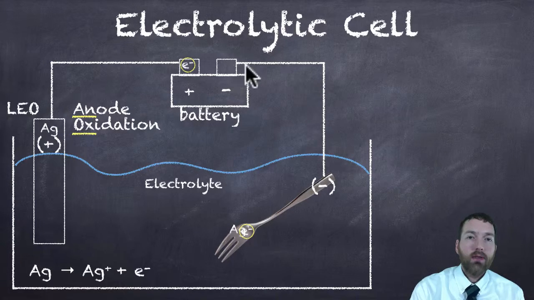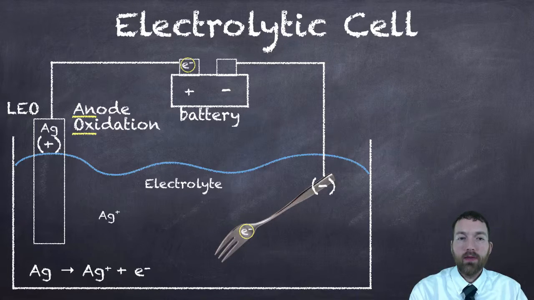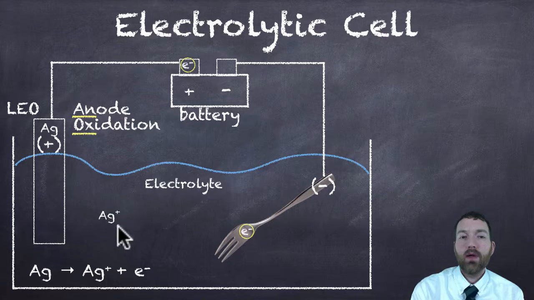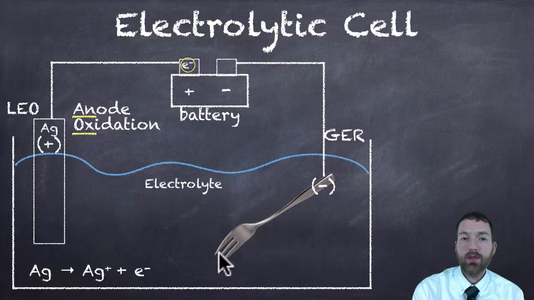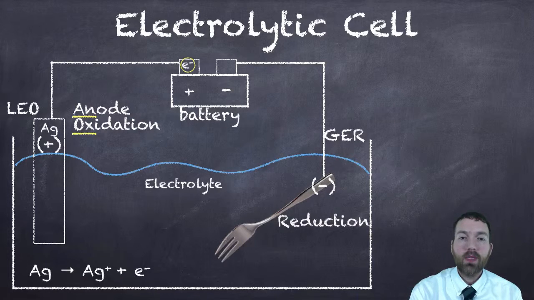Now, because the electrons from the battery have flowed into my cathode, they are making this cathode more negative, and they're going to attract the positive ions from solution here. So the silver ions that are in this solution are going to migrate to this cathode and be reduced to silver atoms on the surface of this fork. So if this fork was made out of, say, steel, over time, being in this electrolytic cell, it's going to be plated with a thin layer of silver.